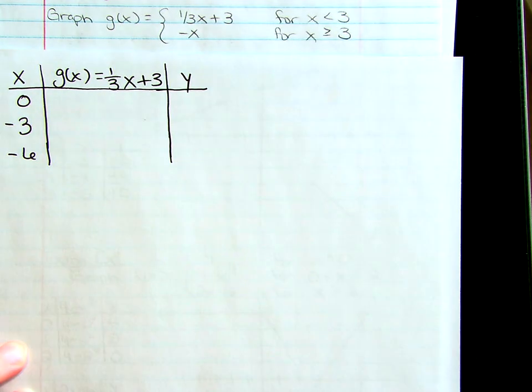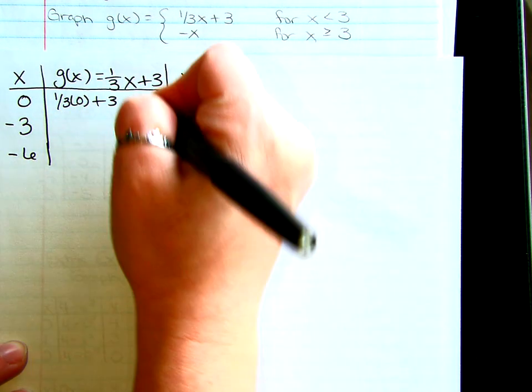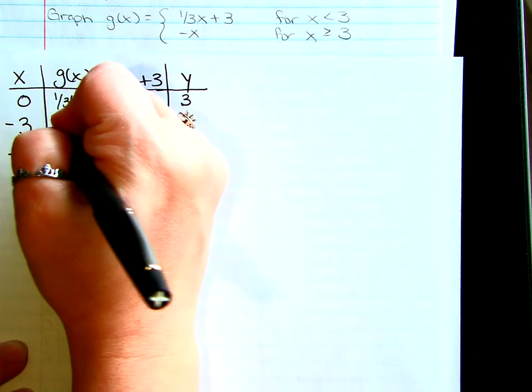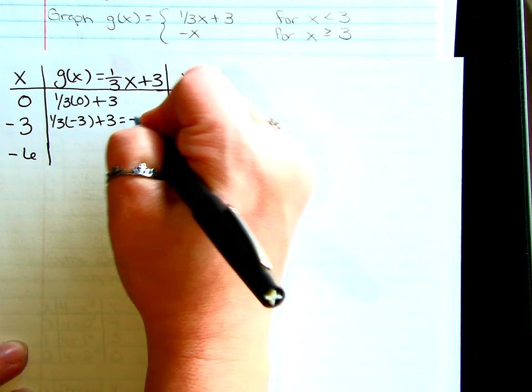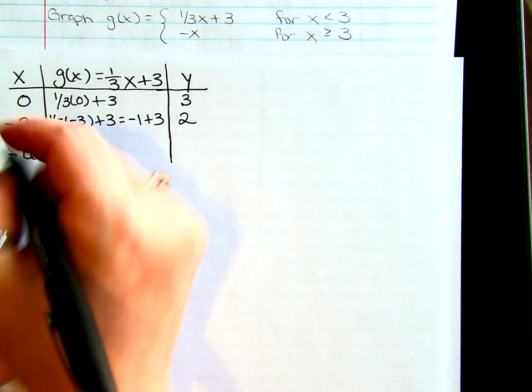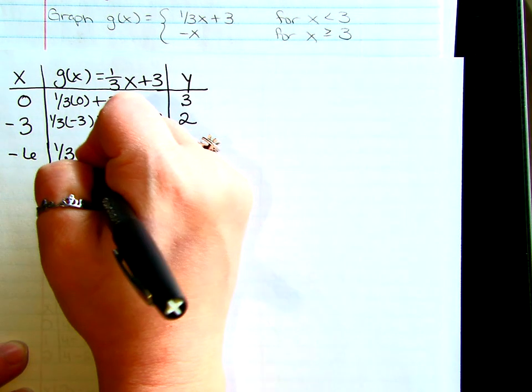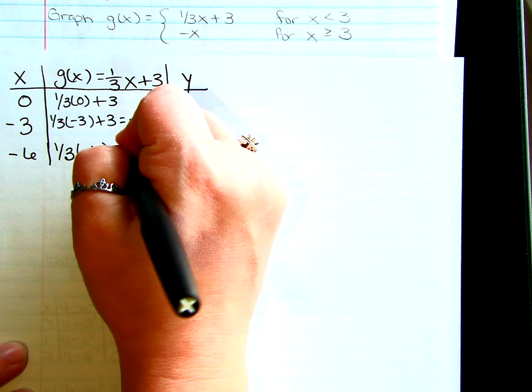So I have 1/3 times 0 plus 3. That'll give me 3. 1/3 times negative 3 plus 3 gives me negative 1 plus 3 is 2. And if fractions aren't your thing and you really struggle with fractions, let me tell you, they're not going to go away. I have a lecture video from Math 20 on 1.3 that is a really good reference tool for fractions. Negative 6 divided by 3 is negative 2.